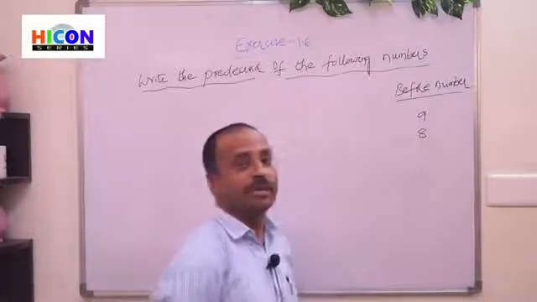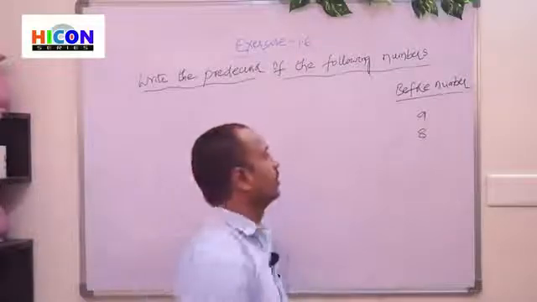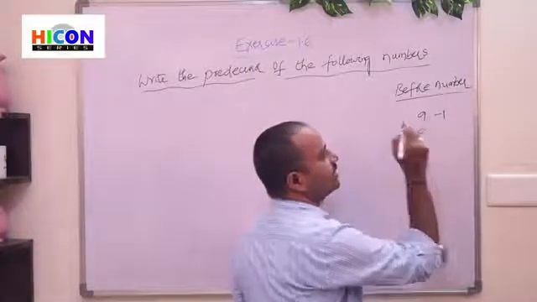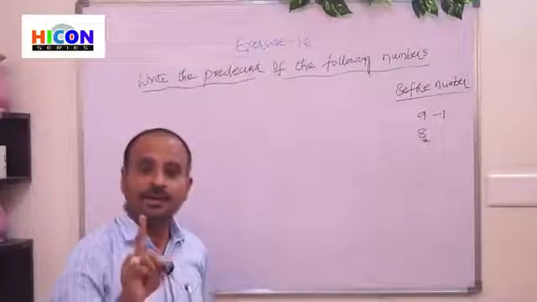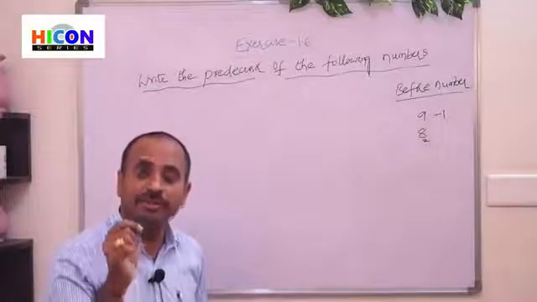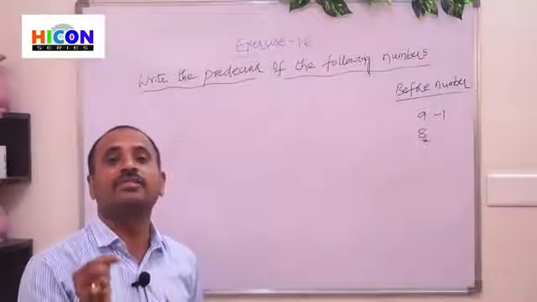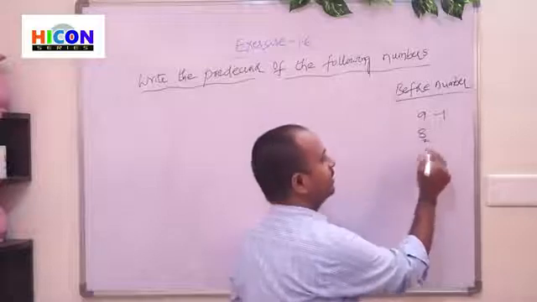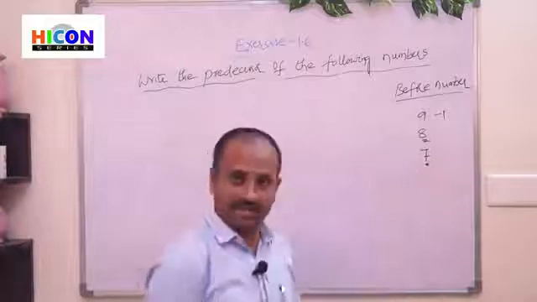So that means predecessor can be obtained just by subtracting 1 from the given number. So if we subtract 1, we will get the predecessor. Subtracting 1 from the given number means we have to decrease the digit present in the ones place. So next, what is the predecessor of 8? So 8 minus 1, we will get 7. So 7 is called predecessor.